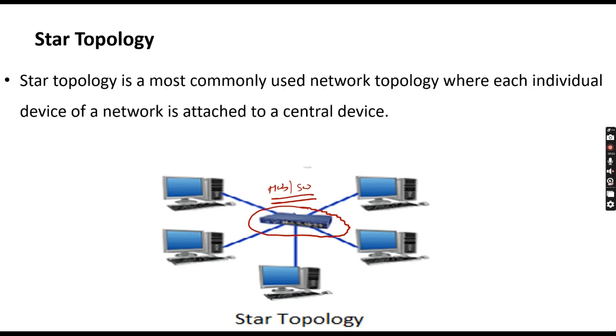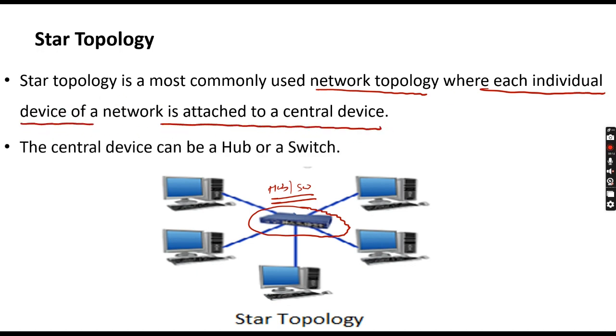See here, star topology is the most commonly used network topology where each individual device of the network is attached to a central device, and the central device is nothing but your hub or switch. In this case, the cabling cost is very less and the management is also very easy as compared to full mesh and ring or any other. And this topology is widely used in the market always.